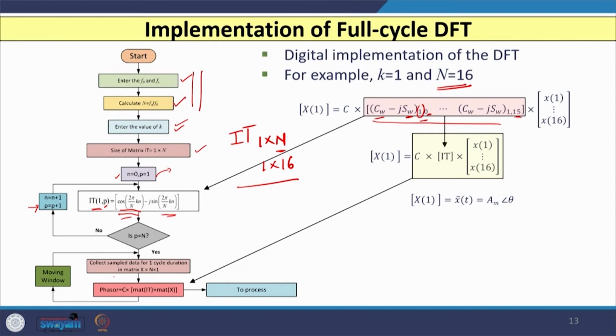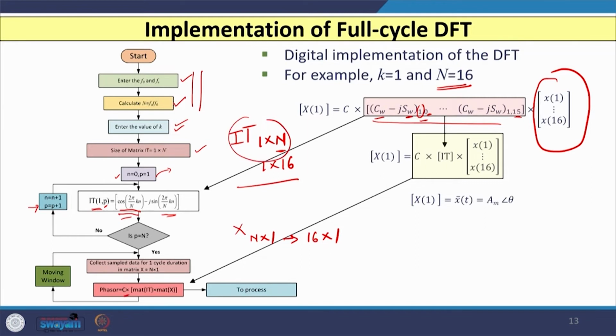Then you have to end when p is equal to N, and when it is equal, the next task is to collect the sample data of one cycle duration for another matrix, let us say the X matrix, and the size of that matrix is N cross 1, that is here 16 by 1. So, this X is nothing but the matrix of sample values. Once you have this, you have to multiply this X matrix with the IT matrix, and then finally you have to multiply with capital C, which is fixed.